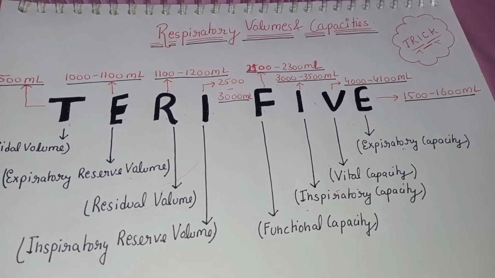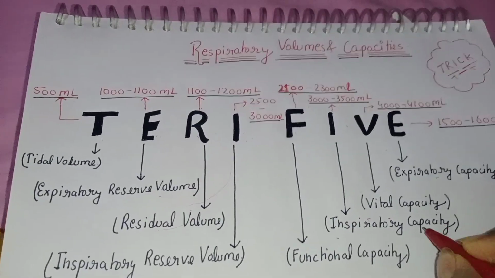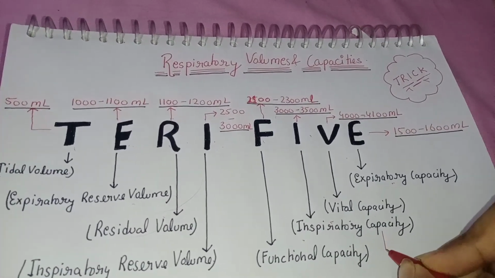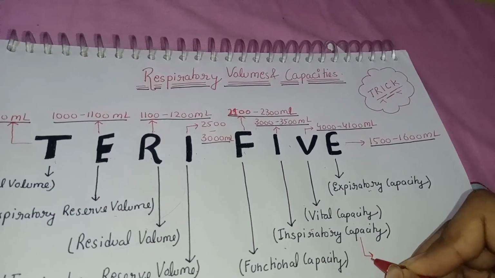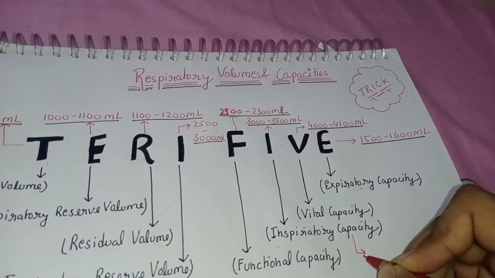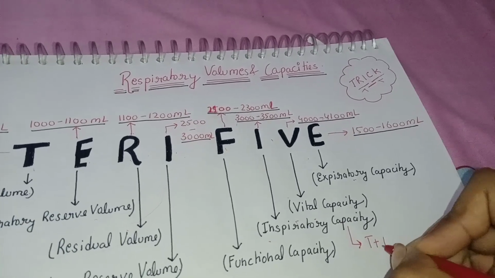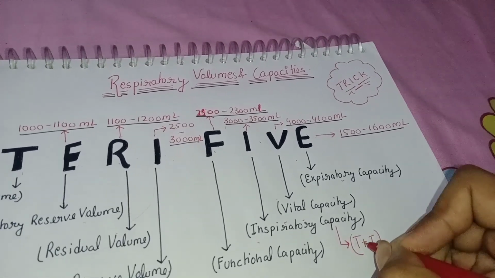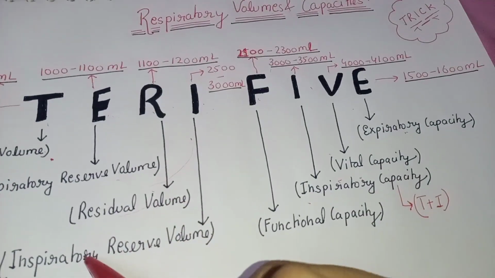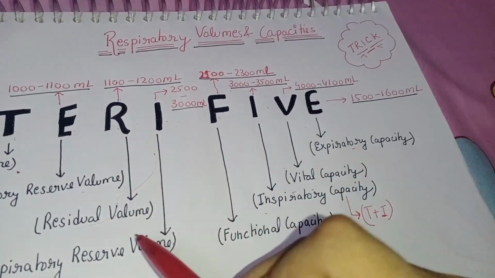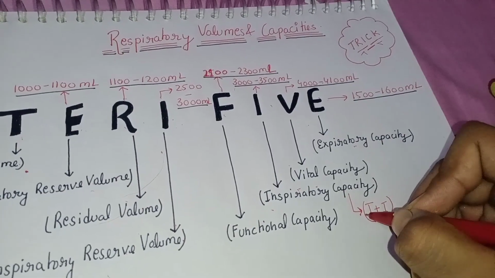So we will start the trick with the inspiratory capacity. Now inspiratory capacity is the mixture of two volumes, which, according to the above trick, are represented by the letters T and I. Now T is tidal volume and I is inspiratory reserve volume. When we combine both of them, we will get inspiratory capacity.